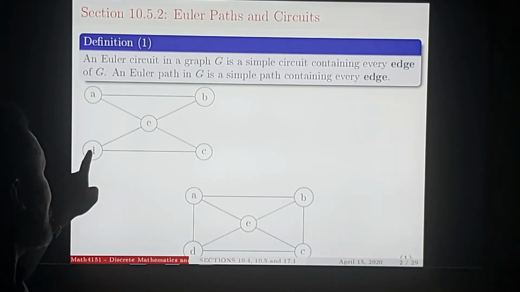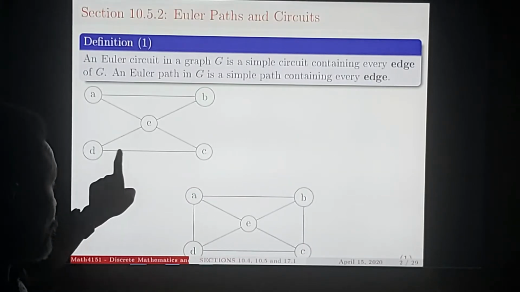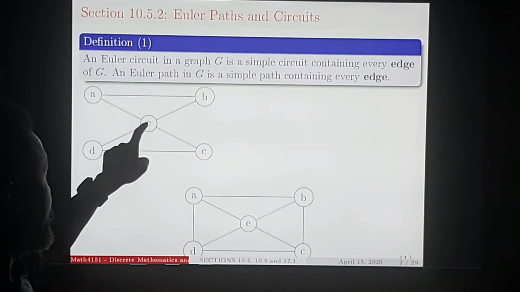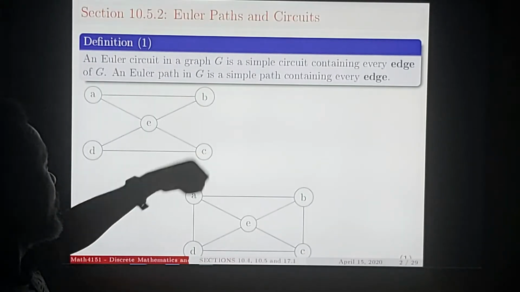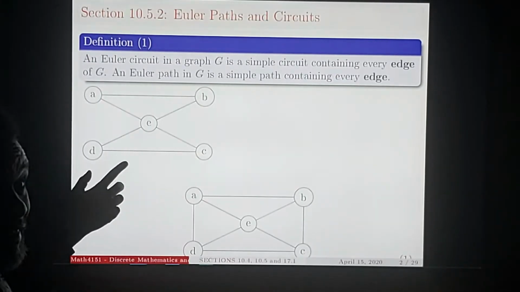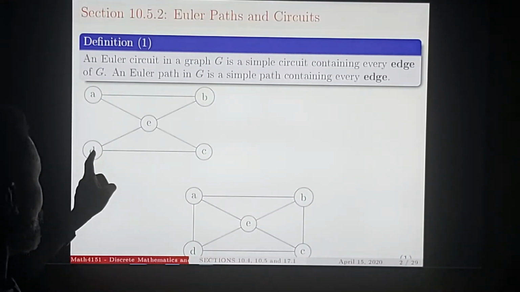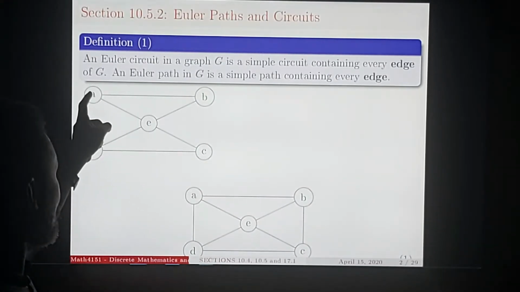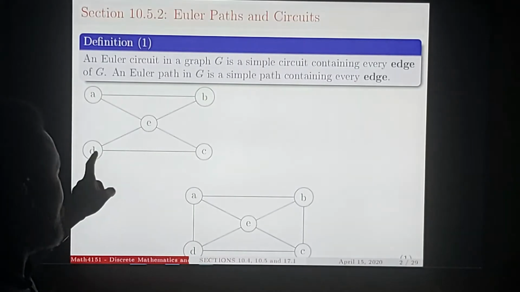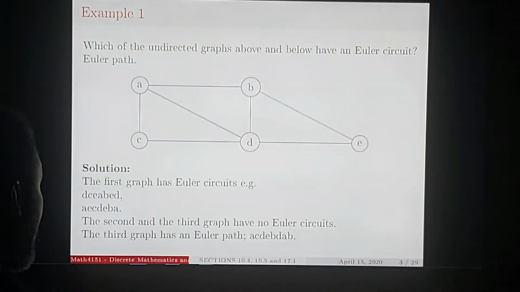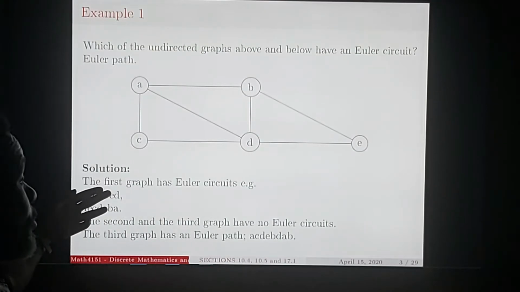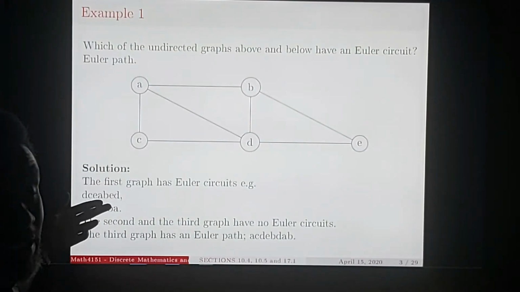So if you start like this, D, you go to C, you go to E, you go to A, you go to B, you've covered all the edges. This is one edge, another edge you've covered, another edge, and then you come back. So the first graph has a circuit. You're able to go and come back and cover all the edges.